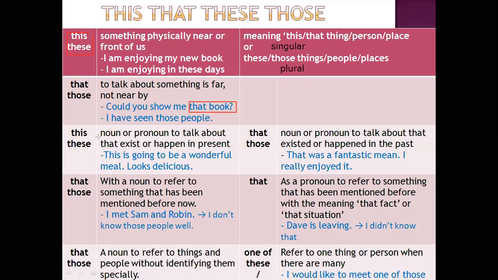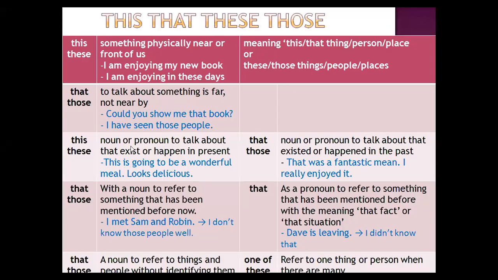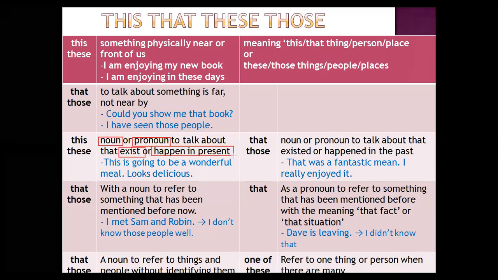And also, that and those, how do we use them? Noun or pronoun to talk about things that exist or happen in the present. What does that mean? That's noun or pronoun. It is noun. Okay? Noun and pronoun. These are used with nouns or pronouns. Talk about the existence of something, or something that happens in the present.